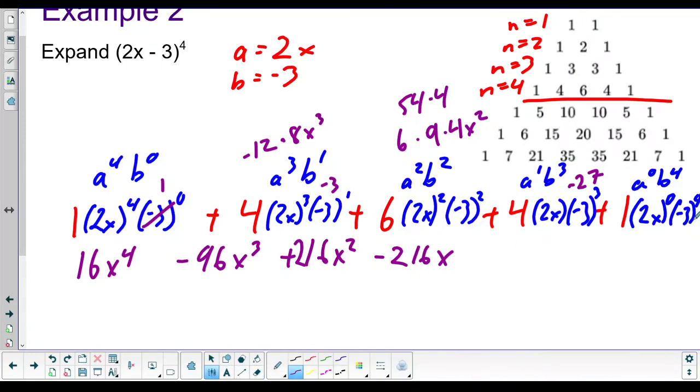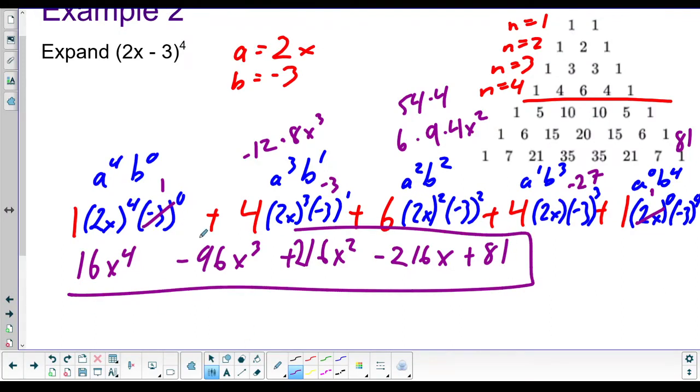And last one here. Negative 3 to the 4th power, that's positive 81, times 1 is still 81, and then 2x to the power of 0, anything to the power of 0 is 1. So this is just plus 81. There you go. That is your expanded binomial. Cool? Awesome.